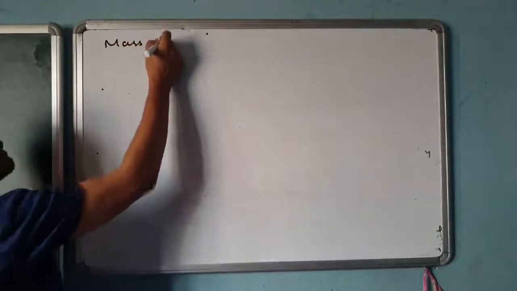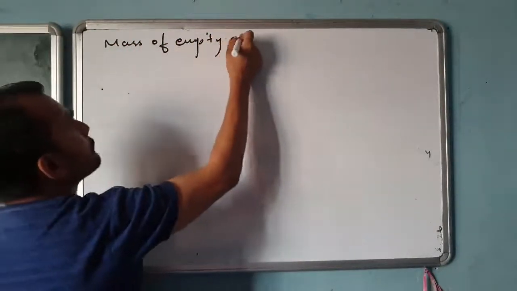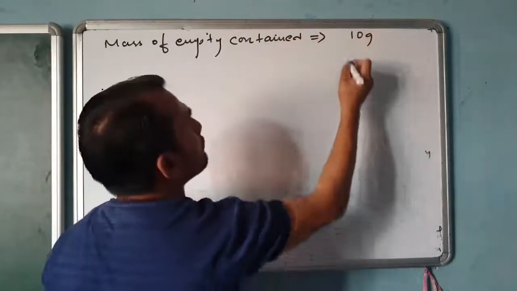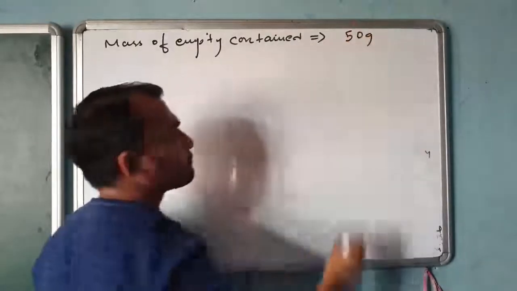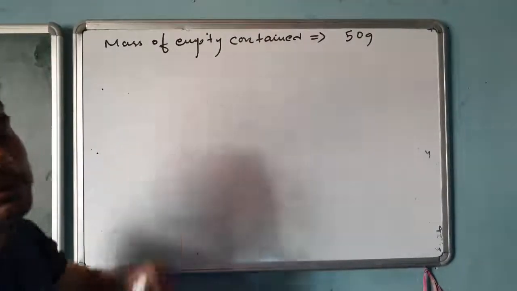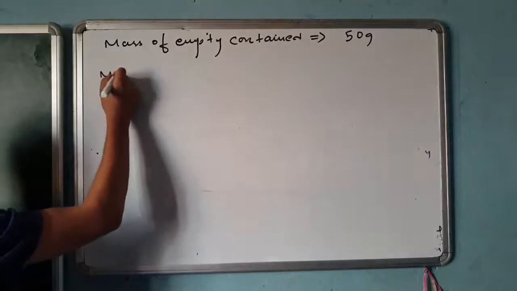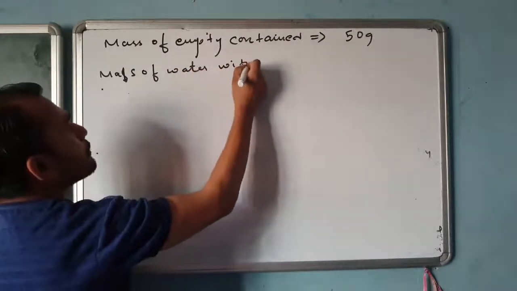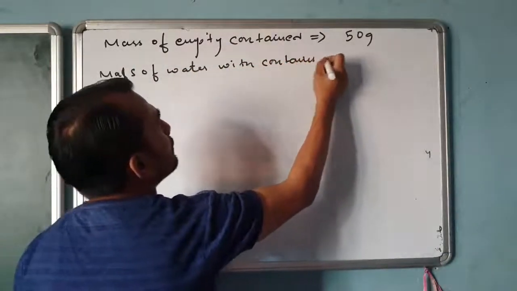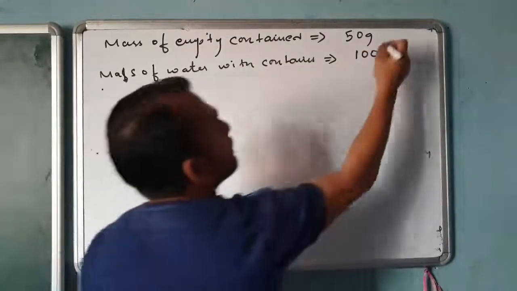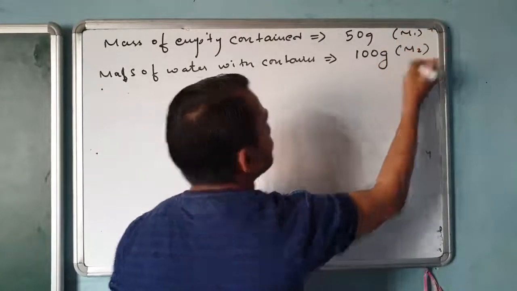Let me say now, I have the mass of empty container. So let's say the mass of empty container is 10 gram. Okay, 10 gram is very less. Let's say 50 gram. This is the mass of empty container. Then what we do next? We fill water in this empty container. So here, mass of water with container, let us say it is 100 gram. Okay? So this one is my M1, this one is my M2.